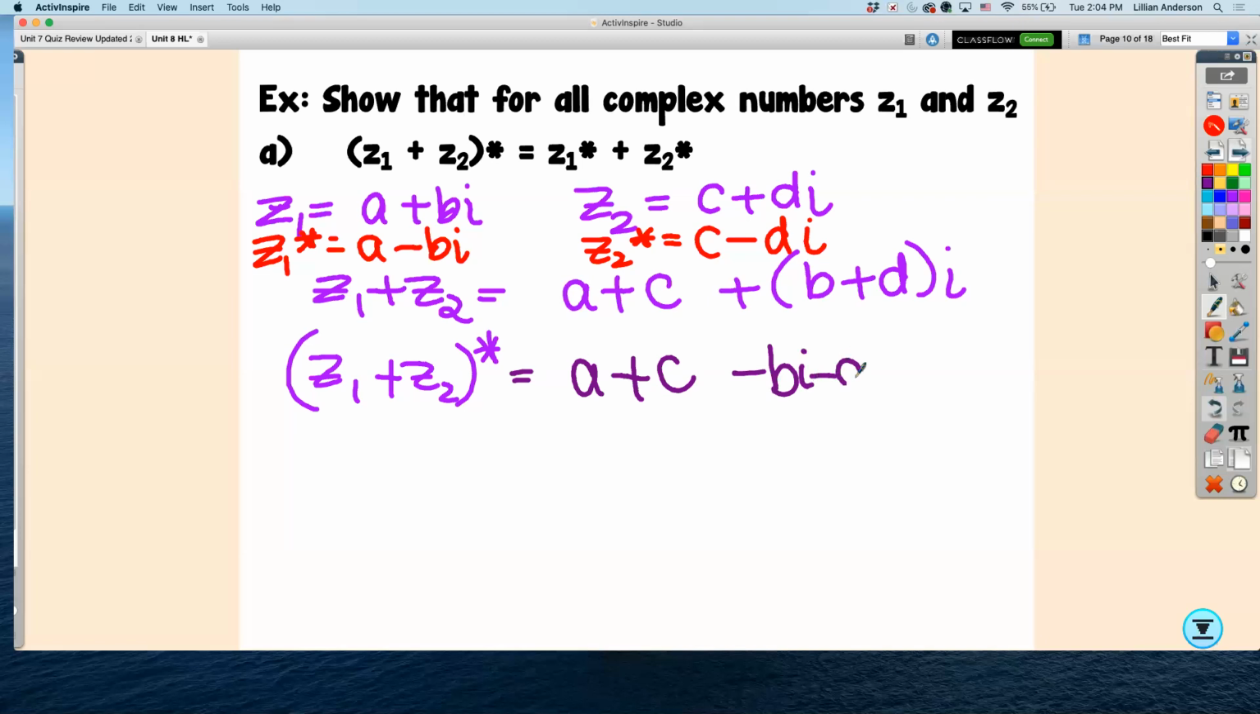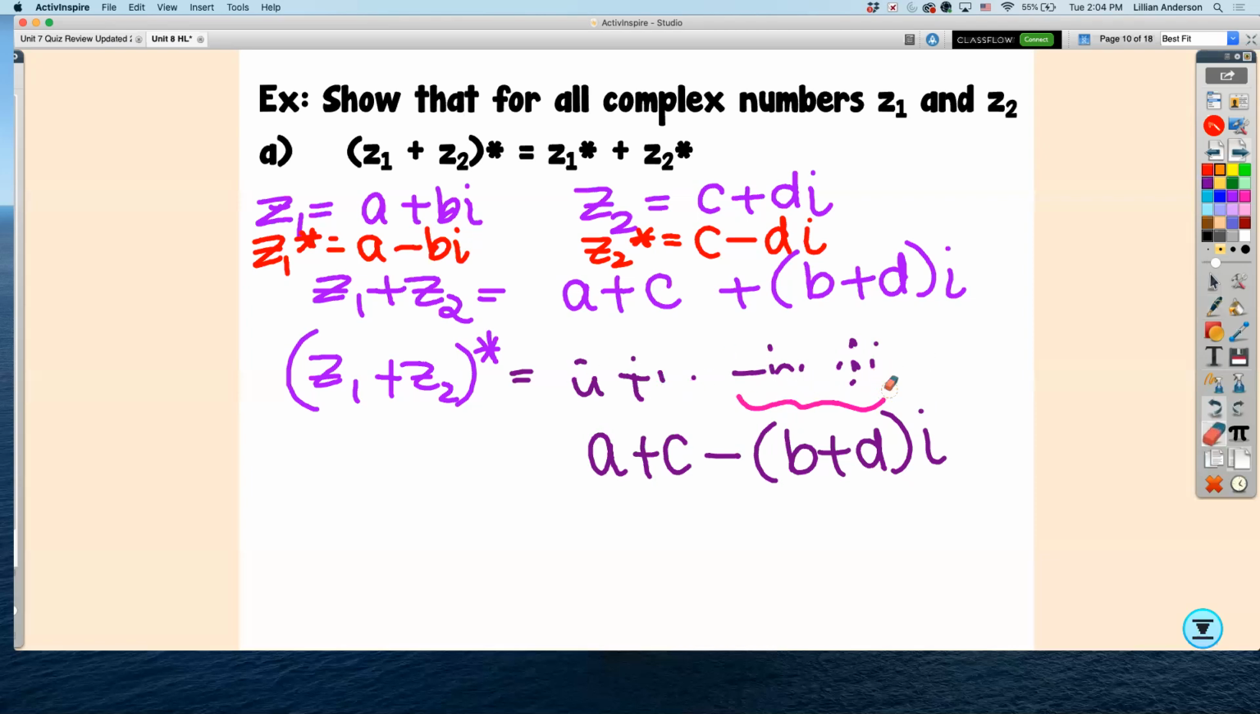Well, I'll have this, but how would I work with this part here? Can you take out a negative i? I can take out a negative i, which leaves me with what on the inside? So I'll have A plus C minus (B plus D)i, which is essentially what we wrote first, okay? And if anything, I probably should have switched these. This is the proof.